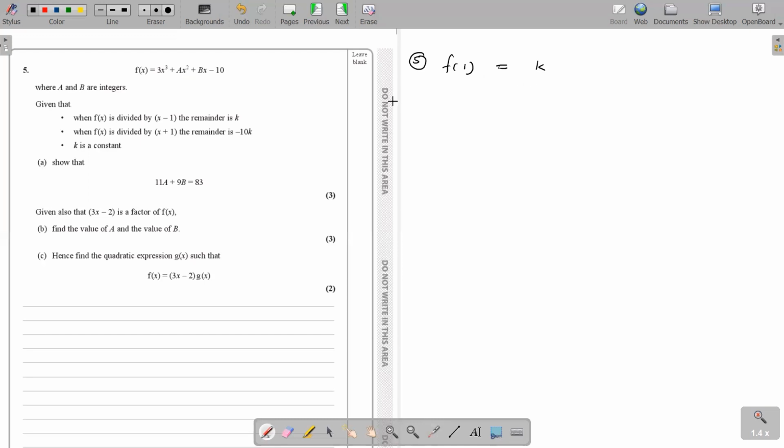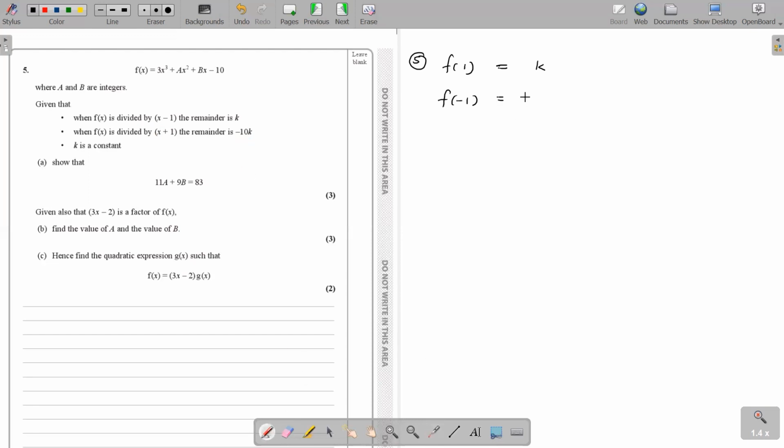f(1) equals k. So what about the next equation I can create? When you divide by x plus 1, what's the x value we need to use here? For x plus 1, the x value we will use here is minus 1, because it's x plus 1. You make the bracket equal to 0. x plus 1 equals 0 means x is minus 1. Do you get it? So in the other one, it's f(minus 1) equals to what? What's the remainder?